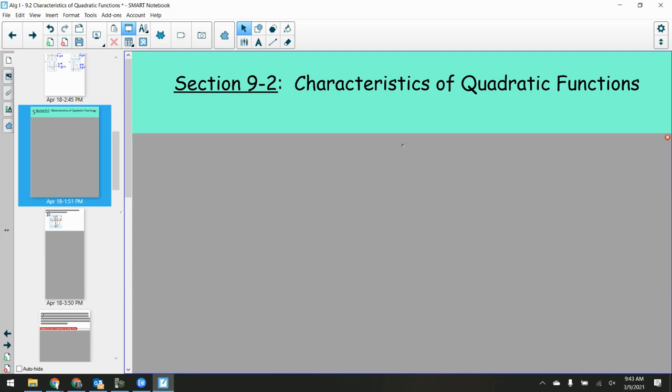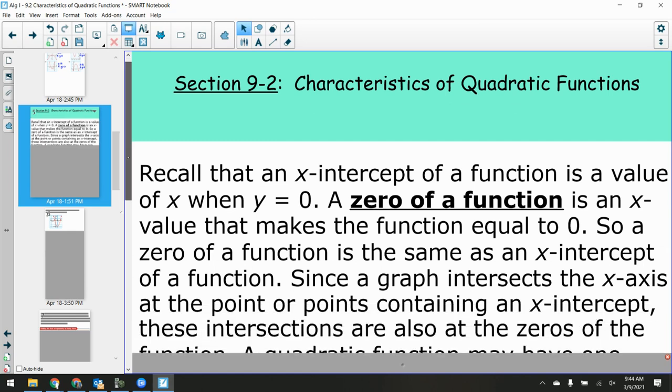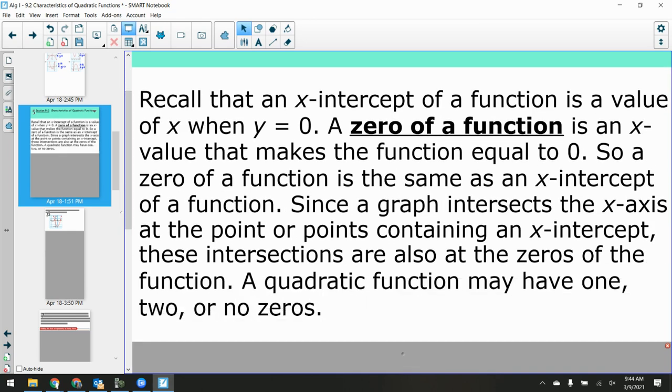So let's start by talking about the zeros of any function. Now, the zeros of a function is a term that is not just applied to quadratics. You can talk about the zeros of any function. Doesn't matter. You can talk about zeros of linear functions, zeros of quadratics, zeros of cubics. If you talk about a zero of a function, what you're really talking about are the x-intercepts, okay? You're really talking about the x-intercept.